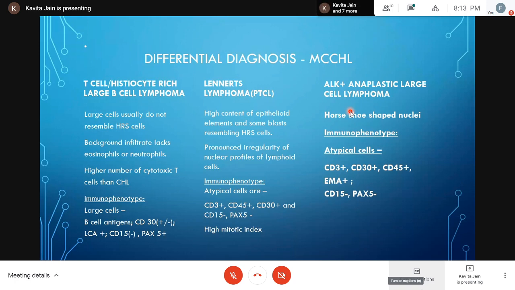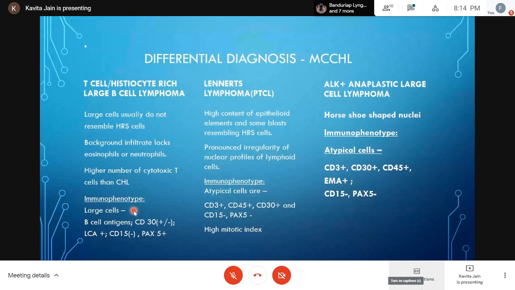So again, the differential diagnosis is T-cell rich non-Hodgkin's lymphoma, large B cell. Again, the large cells usually do not resemble the RS cells. They lack the milieu, and in all cases, they are large B cell lymphomas, so they would definitely go for B cell antigens. They should be CD30 positive, but we always do CD3 and CD20 in our panel. Of course, we are stuck when we see aberrant expression of CD20 in such cases.